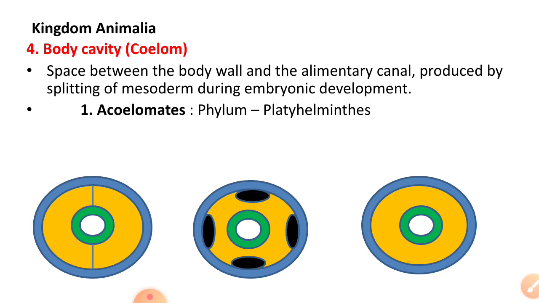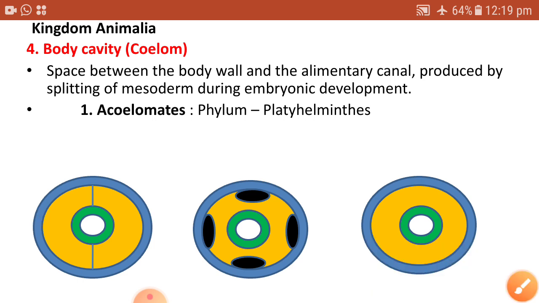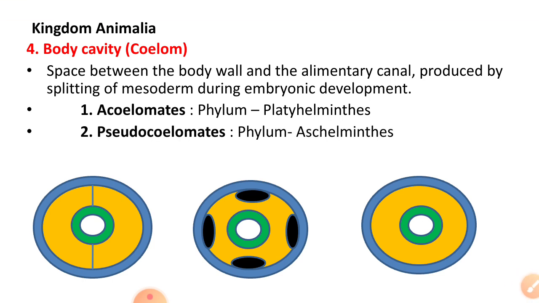Such organisms are called acoelomate organisms, and this condition is found in phylum Platyhelminthes, the flatworms. There is no space, no coelom, no body cavity. Second, the pseudocoelomate condition is found in members of phylum Aschelminthes. Pseudo means false, so a false body cavity is found in these organisms, which are called pseudocoelomate organisms.